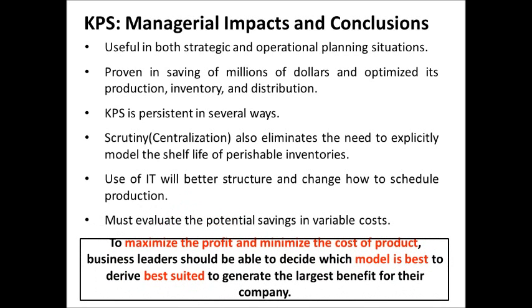The managerial impacts and conclusion: it is very useful in both strategic and operational planning solutions. It has proven to save millions of dollars and optimizes production, inventory, and distribution. KPS is also persuasive in several ways. Scientific scrutiny for the central planning also eliminates the need to explicitly model the shelf life of perishable inventory. The use of information technology will better structure and change how to schedule production, and must evaluate the potential savings and variable costs. The take-home message is to maximize the profit and minimize the cost of product.